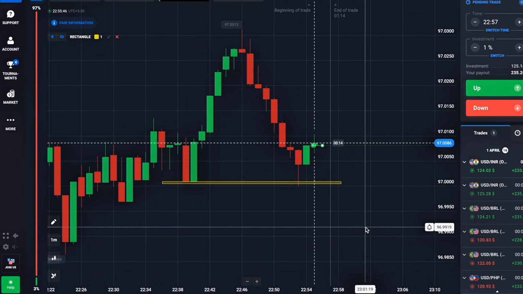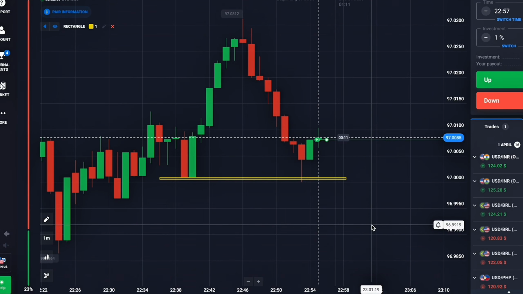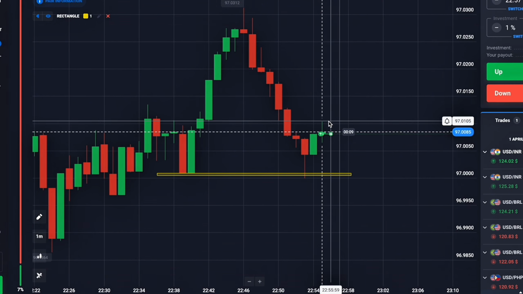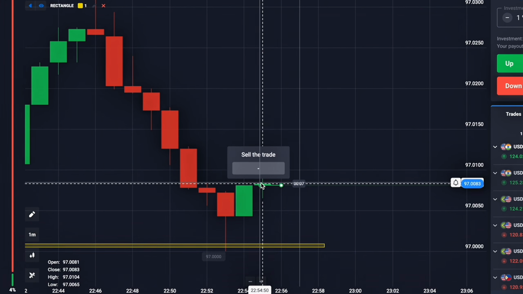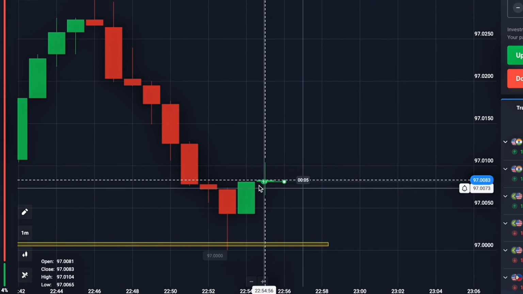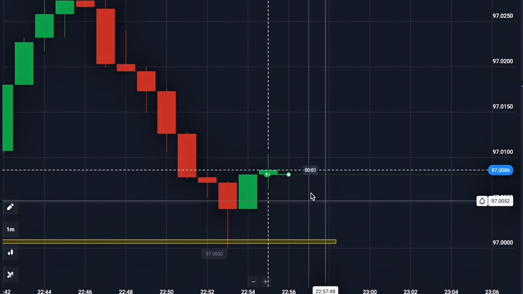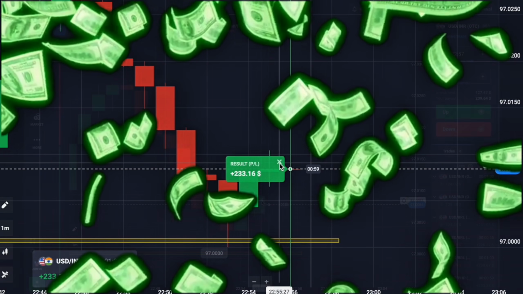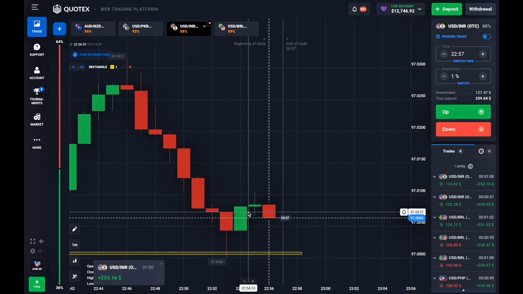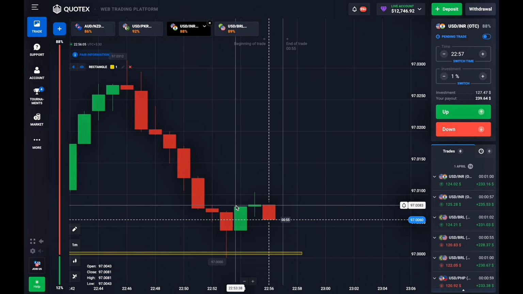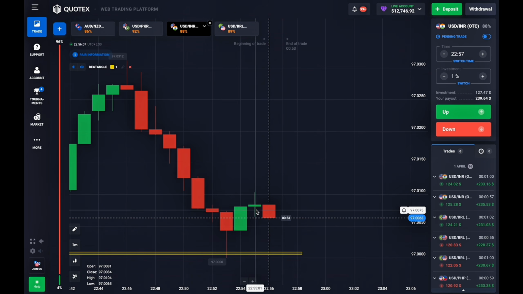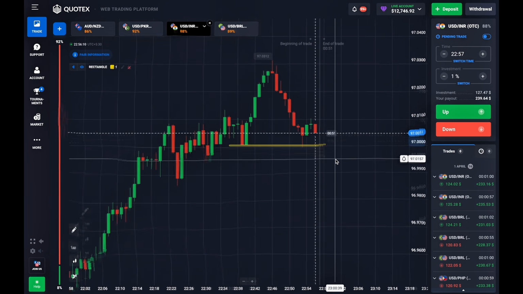However, if I get a strong rejection from the upside, I will not be taking any trades here to the upside. As you can see, this current trade is going to be a winning trade. However, I'm seeing that there is a very strong rejection coming from the upside, and this current candle is a spinning top, which is also a reversal candle, so I'll not be taking any more call entry right here.